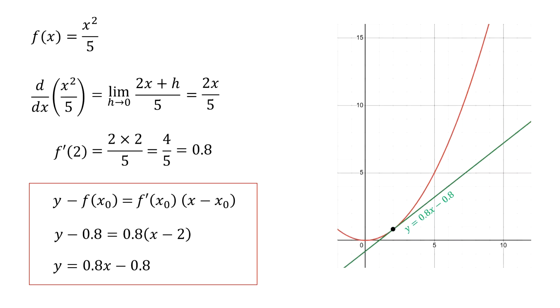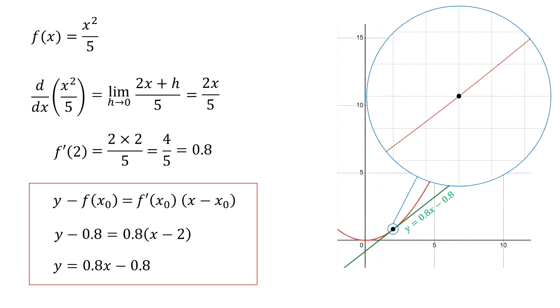Don't forget, we are talking about very small changes. So in fact, this is the instantaneous rate of change. For example, when you change x from 2 to 2.001, you are increasing 0.8 times the displacement in the y-axis.